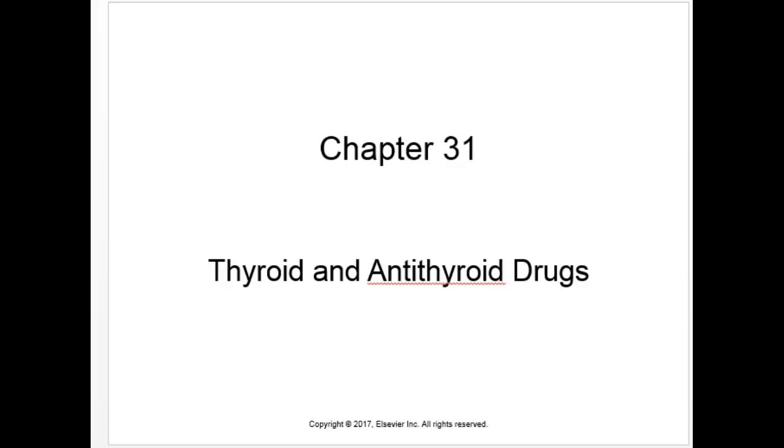Chapter 31. Thyroid and anti-thyroid drugs. The thyroid gland is responsible for secreting 3 hormones that are essential for proper regulation of metabolism. So there's thyroxine, which is T4. There's triiodothyronine, which is T3. And there's calcitonin.